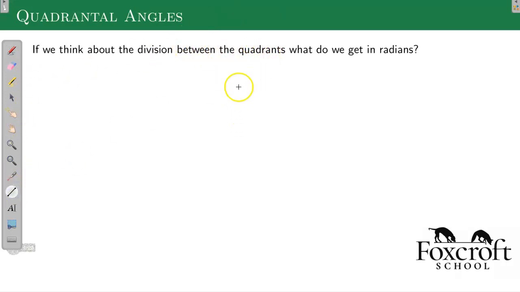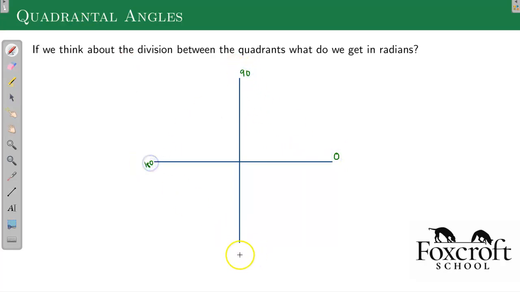Alright, so we're going to learn more about radians. Let's think about the quadrants that we have. In degrees, we knew that we start at 0, we go up to 90, we go to 180, we go to 270, and we end at 360, back to where we started. What is this going to be in radians? Well, 0 converts to 0. We haven't moved at all, so 0 radians and 0 degrees are actually the same thing.